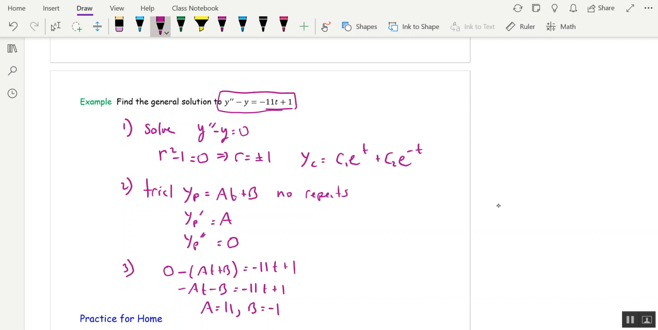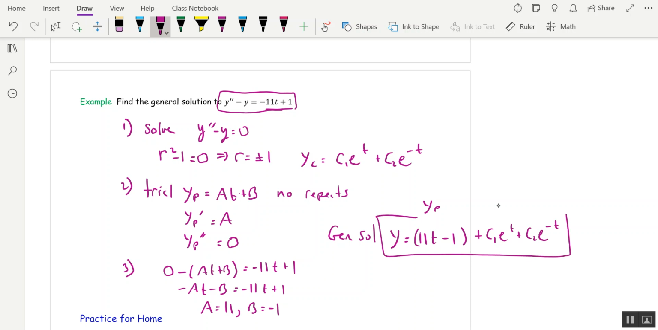So my general solution is YP, which is 11t minus 1. That's my YP. And then I add on, you don't need parentheses there, I just put them there, but you don't need them. I add on my general solution, which is C1 e to the t plus C2 e to the negative t. And that second part is my YC. And that's it. As promised, hopefully this was shorter and easier for you to get through. That's the end of this section.